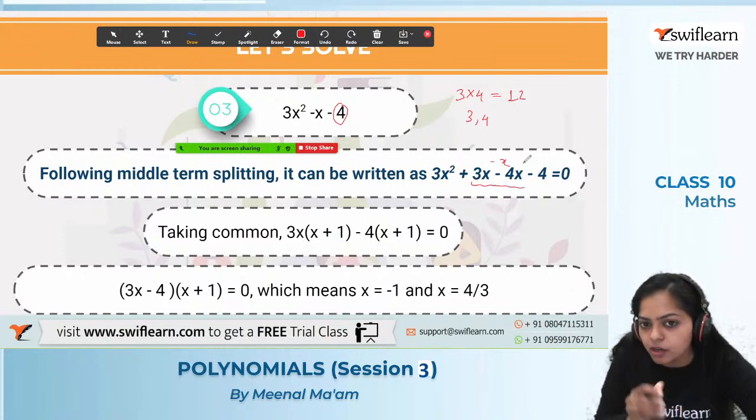Minus x. Got it? Got the middle term. So the two factors are 3x and minus 4x. So 3x square plus 3x minus 4x minus 4 equals 0.